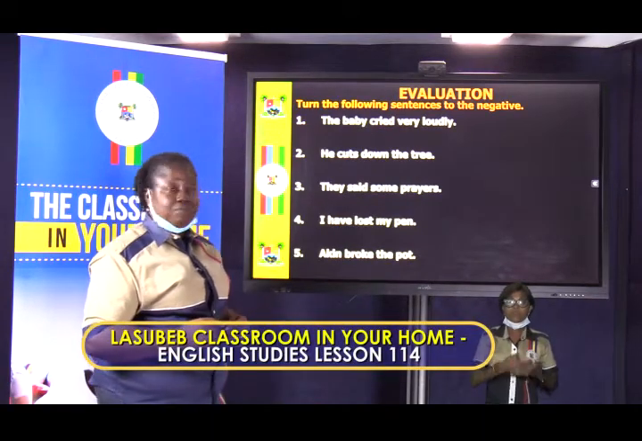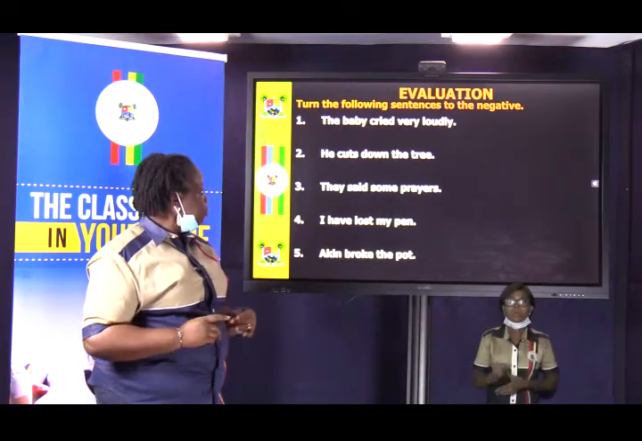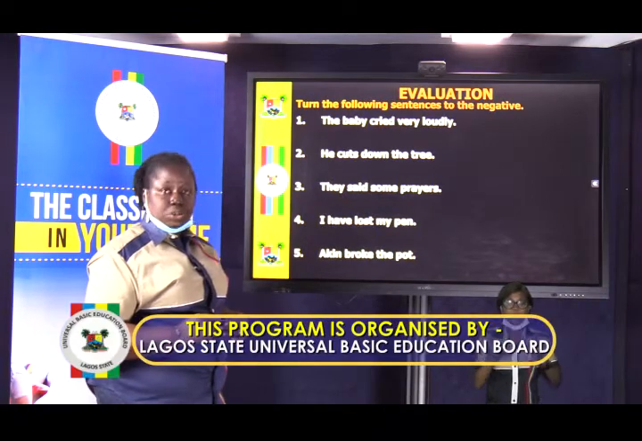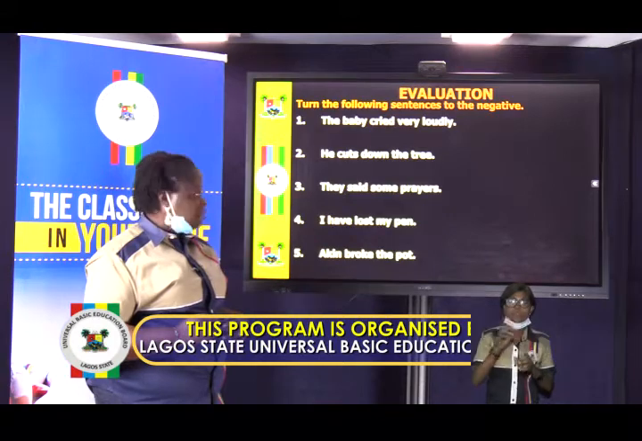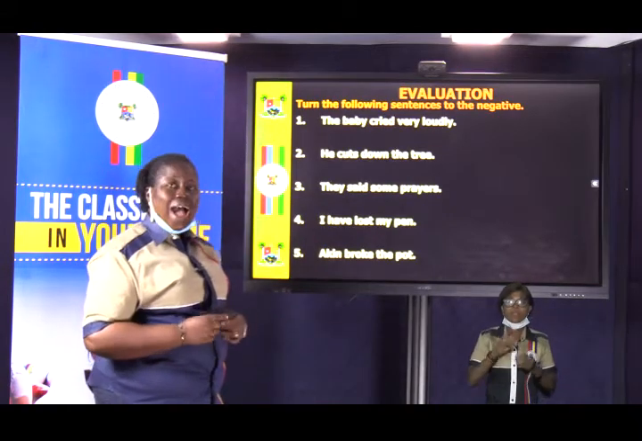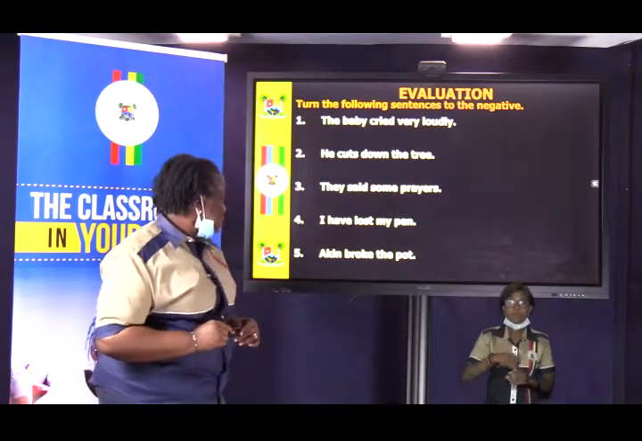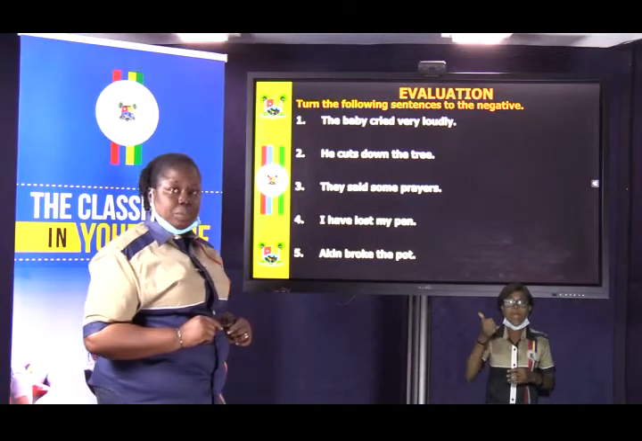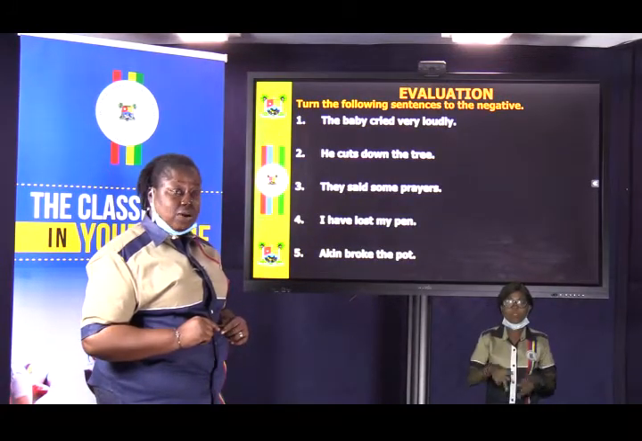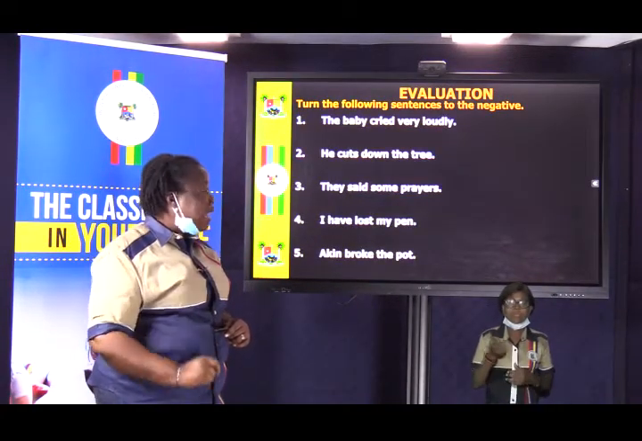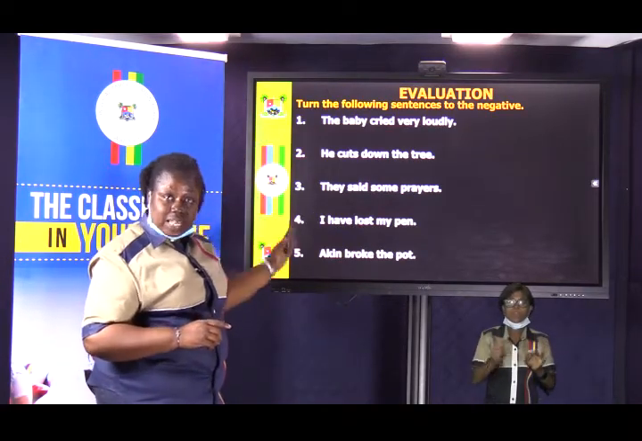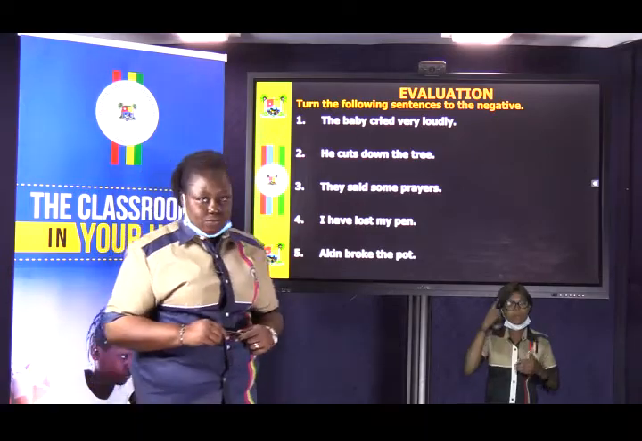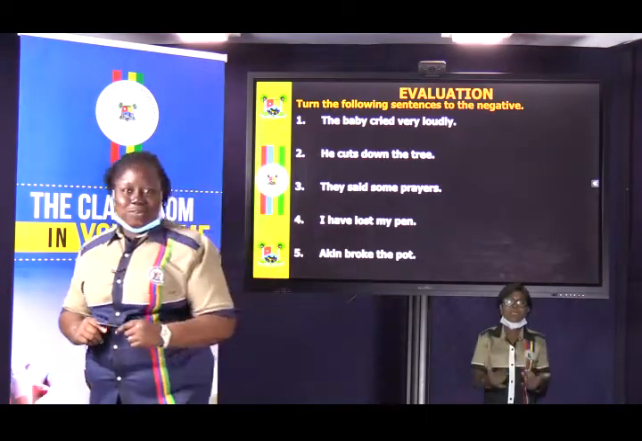1. The baby cried very loudly. 2. It cut down the tree. 3. They said some prayers. 4. I have lost my pen. And 5. Akin broke the pot. In the next 40 seconds, please write the negative forms of the sentences, and I'll be back for the correction. Your time starts now.